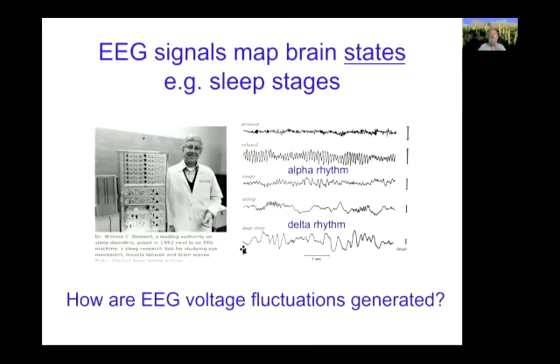Now, we've long known that EEG signals can map brain states. For example, as people fall asleep at night, we see the transition from the aroused, low amplitude, high frequency patterns of activity in an awake, alert individual. Again, the alpha rhythm as they relax and close their eyes. And eventually we go into these slow wave delta frequency patterns, large amplitude, much slower activity than seen in the awake brain. So we want to know how these EEG voltage fluctuations are generated.